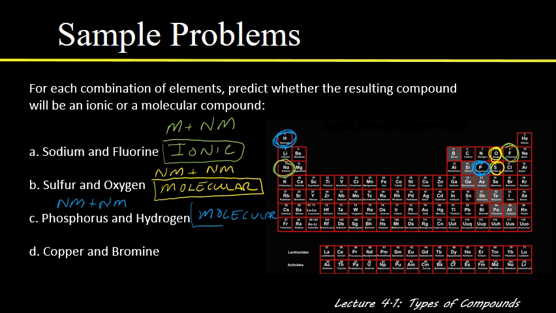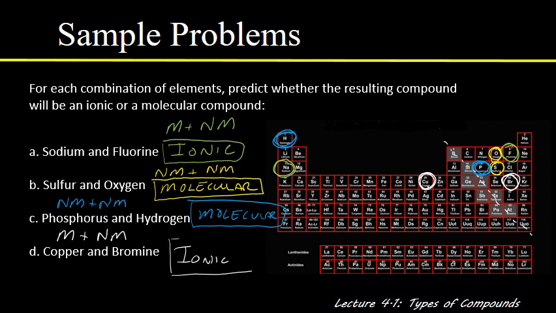So this is a molecular compound. And then finally, copper and bromine. Let's see, copper is a transition metal. It's right over here. And bromine is over here. All right. We got our metalloids going through here. So copper is a metal and bromine is a nonmetal. If we have a combination of metal and nonmetal, then this is going to be ionic. Right. So we've got 2 ionic compounds and 2 molecular compounds.